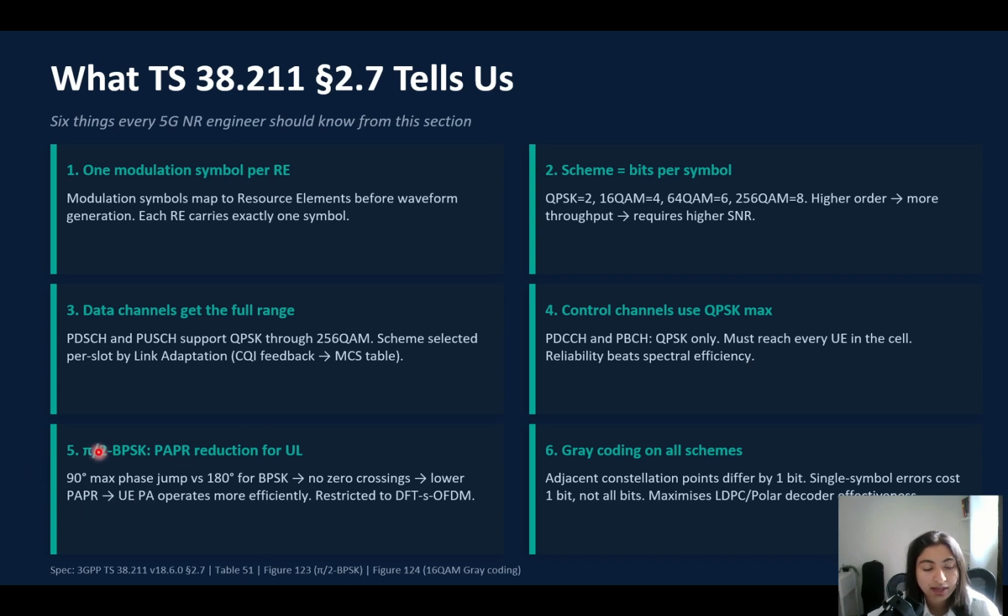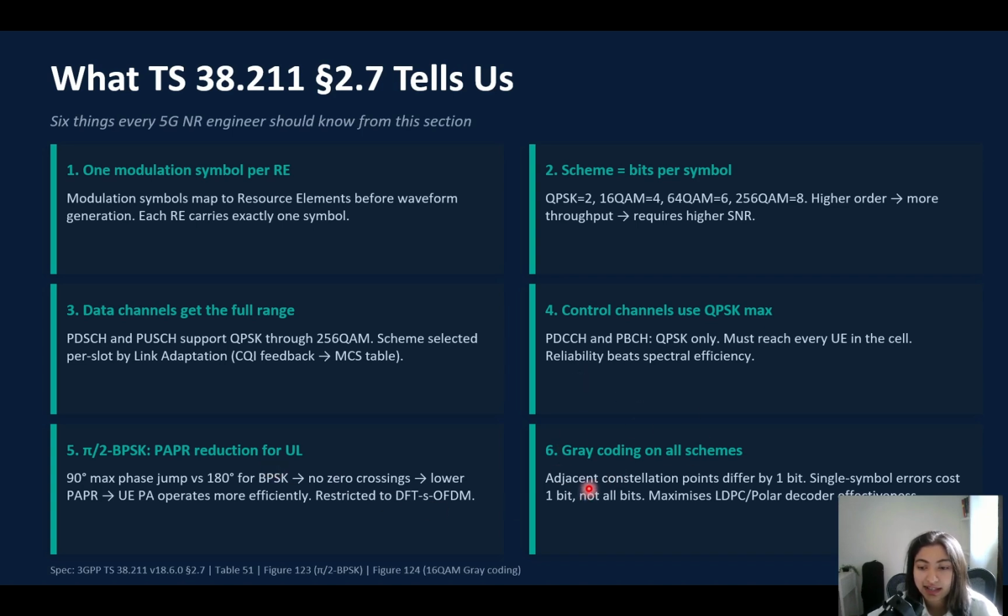Number 5. Pi/2 BPSK exists to solve a real hardware problem at the UE. Pi/2 BPSK is used for optimizing the UE power amplifier when DFT-s-OFDM is used, for reducing PAPR, or peak to average power ratio. By rotating the constellation 90 degrees every symbol, zero crossings are eliminated and PAPR drops.